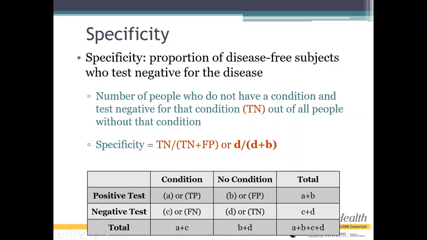And so for this case, for specificity, we're talking about all the subjects without the condition. And we're just saying how many patients who don't have the condition also tested negative, aka a true negative. So therefore we're looking at D over B plus D.